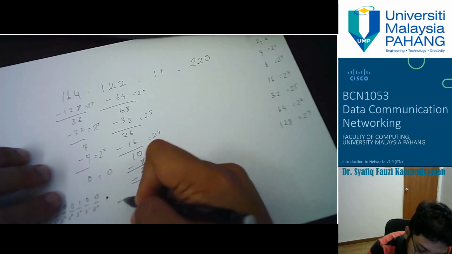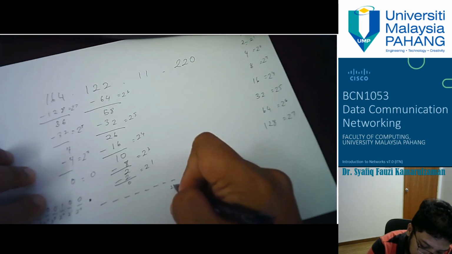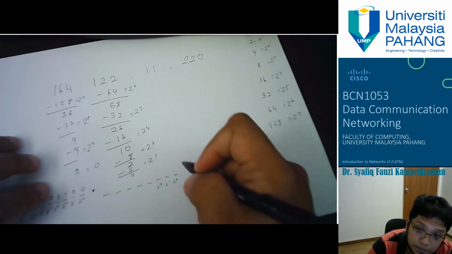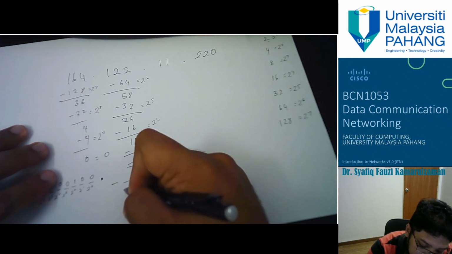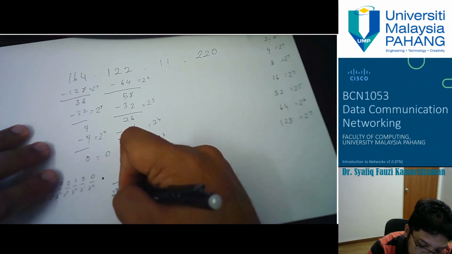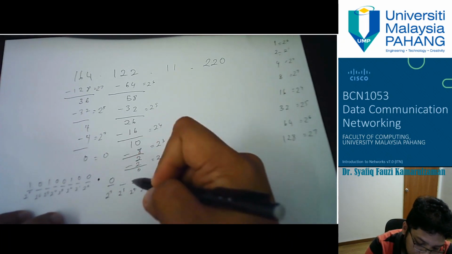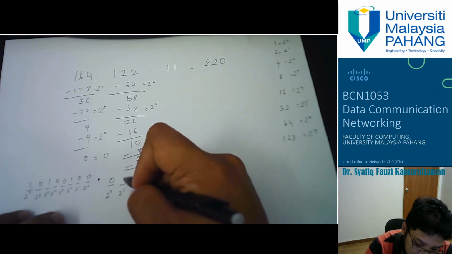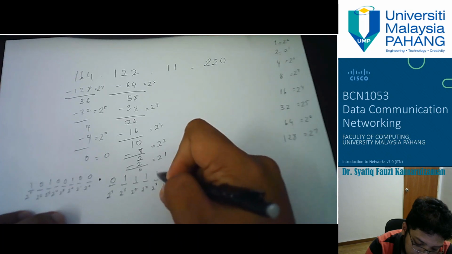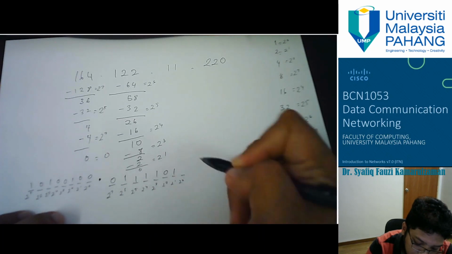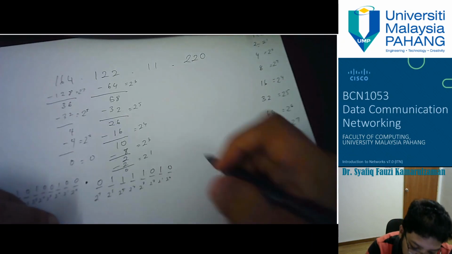So when you draw the boxes again, 2 power of 0, 2 power of 1, 2 power of 2, 2 power of 3, 2 power of 4, 2 power of 5, 2 power of 6, and 2 power of 7, starting from the beginning, 0, then 2 power of 6, 2 power of 5, 2 power of 4, 2 power of 3, and 2 power of 1. Okay, so we got the second octet.